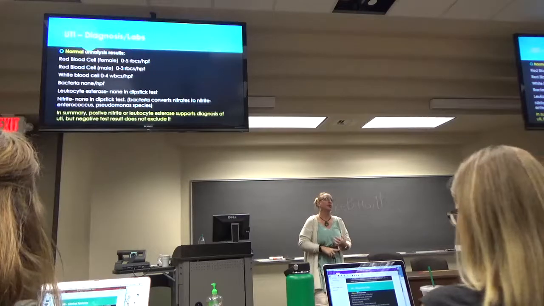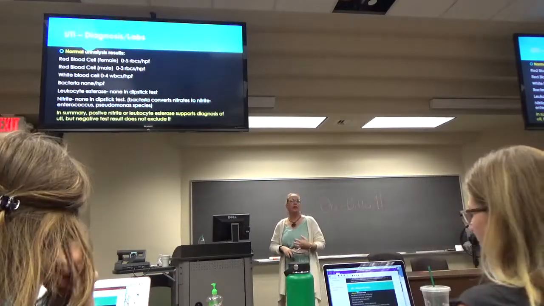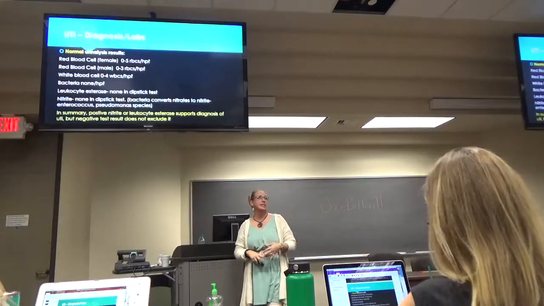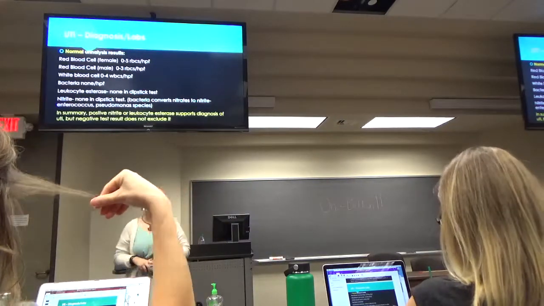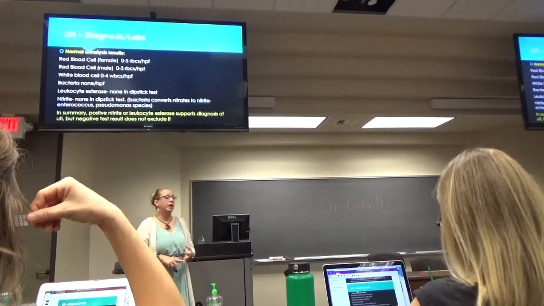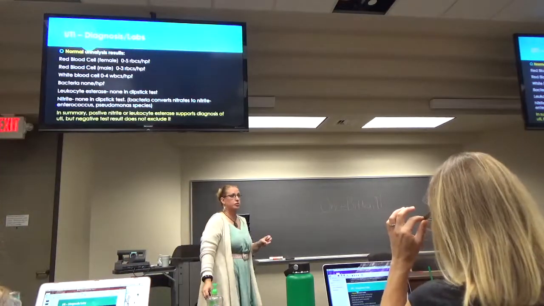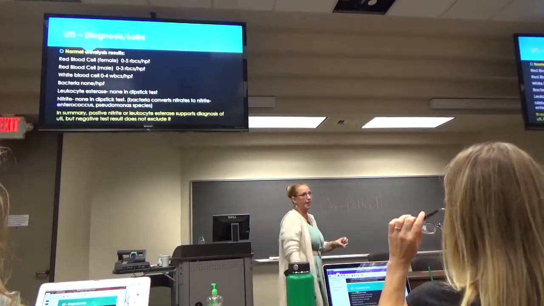All right. Normal urinalysis results. Know this. So 0 to 5 RBCs in the urine dipstick is normal for a female. 0 to 3 in a male. So it's not even going to show up on a dipstick as a trace at that low of a count.